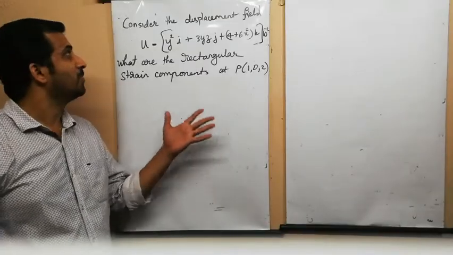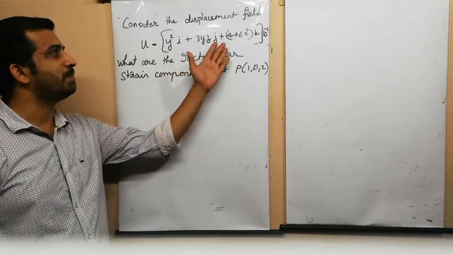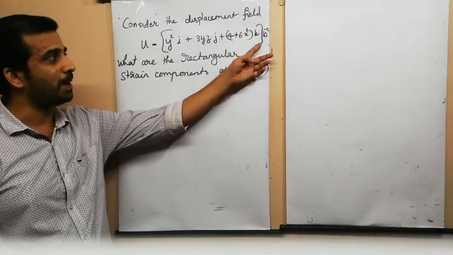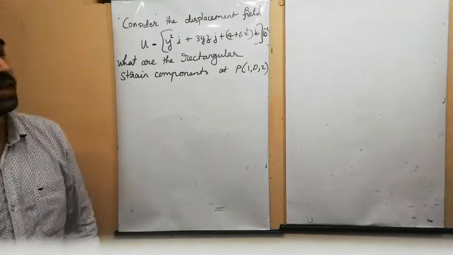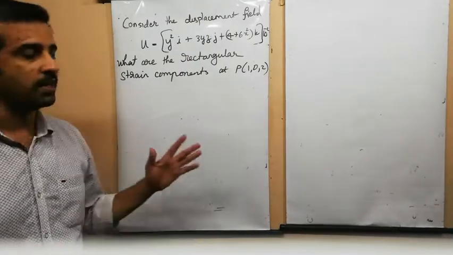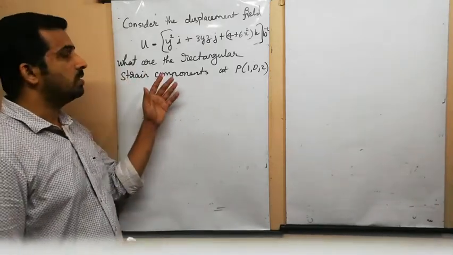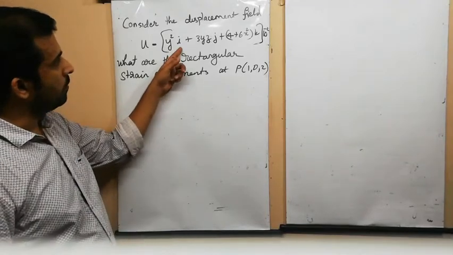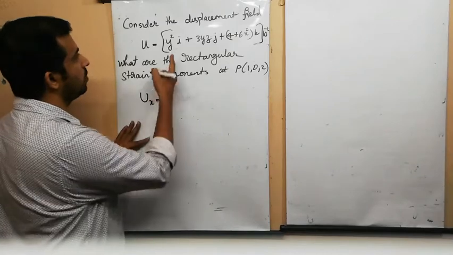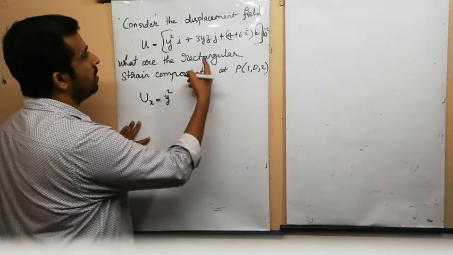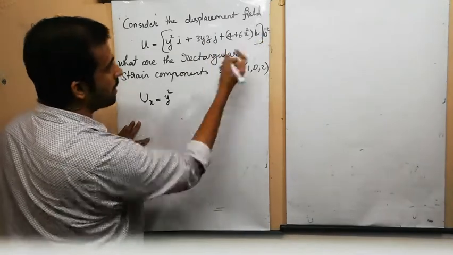Okay, now here we have the question. Consider the displacement field u is equal to y square I plus 3 y z J plus 4 plus 6 x square into K, multiplied by 10 power minus 2. What are the rectangular strain components at a point 1, 0, 2? For finding the rectangular strain components, we need to identify the components. So first identify the coefficient of I, coefficient of J and coefficient of K. That indicates ux is equal to the coefficient of I, y square. Coefficient of J indicates uy, with the 10 power minus 2.